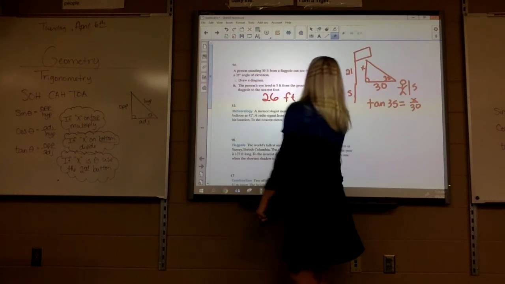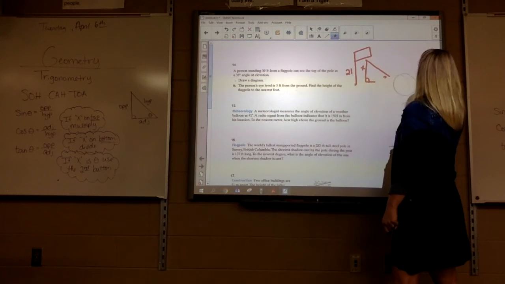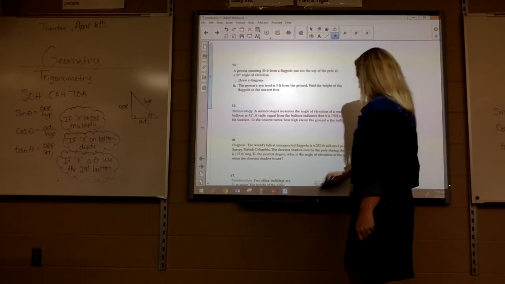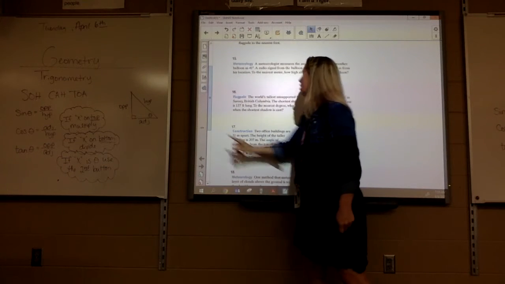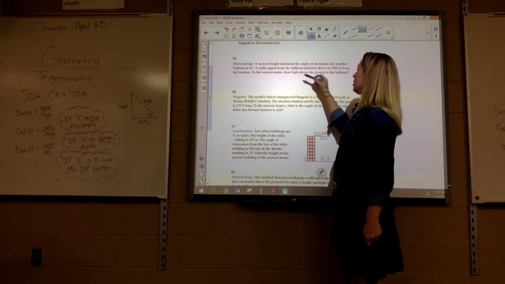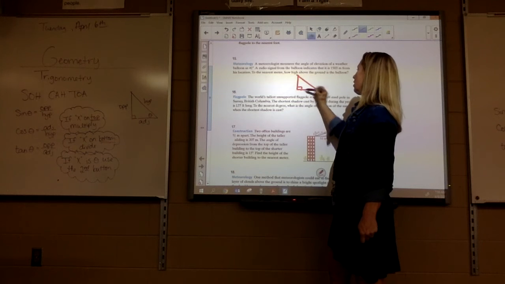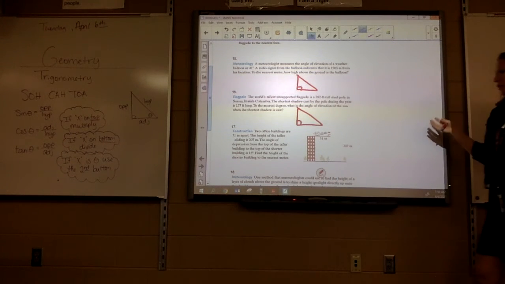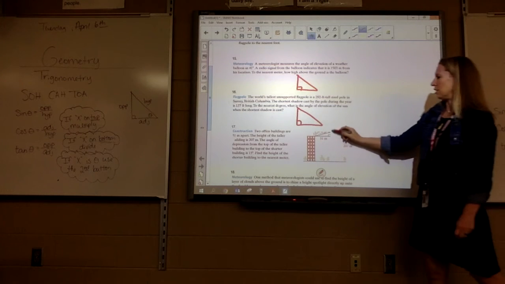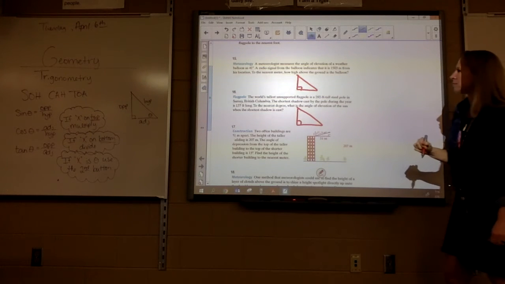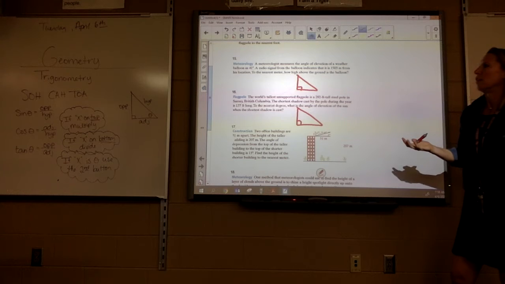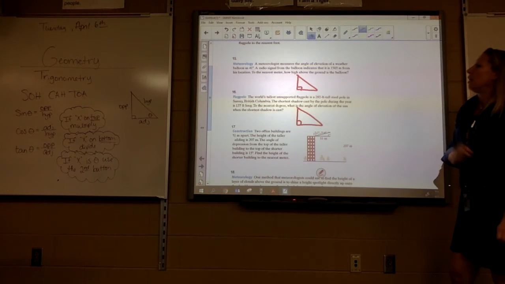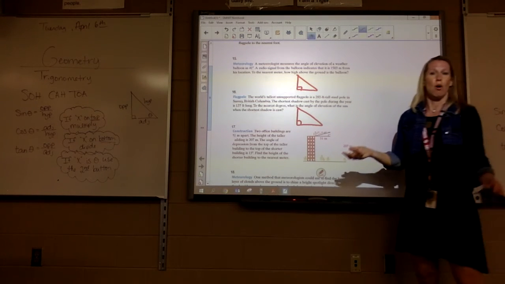All right, so the main thing on all of your word problems is you are going to have a right triangle. If there's not already one drawn, draw a right triangle for every single problem. Now number 17, there's already one there. But if there's not one there, I would draw one. And then do you guys remember where the angle always goes?